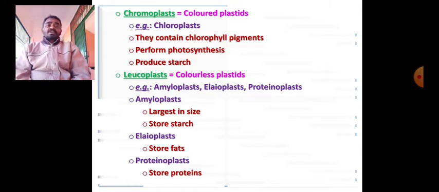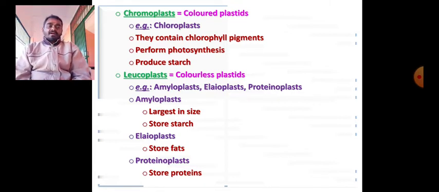Then the second one is leucoplast. Leuco means what? Colorless. So colored plastids, colorless plastids. Colored plastids are called chromoplasts. Colorless plastids are called leucoplasts. So leucoplasts are of three types. What are they? Amyloplasts, elaioplasts, proteinoplasts. Repeat again. Amyloplasts, elaioplasts, proteinoplasts. Now you pronounce with me. Amyloplasts, elaioplasts, proteinoplasts.